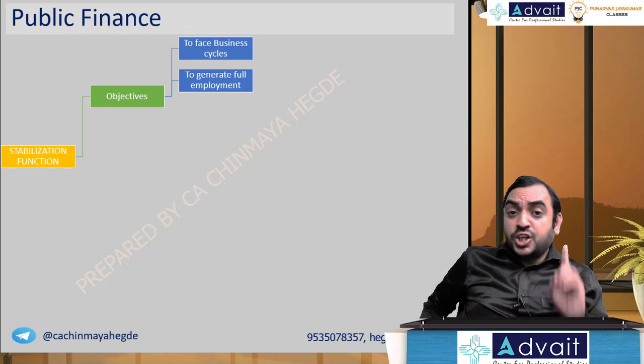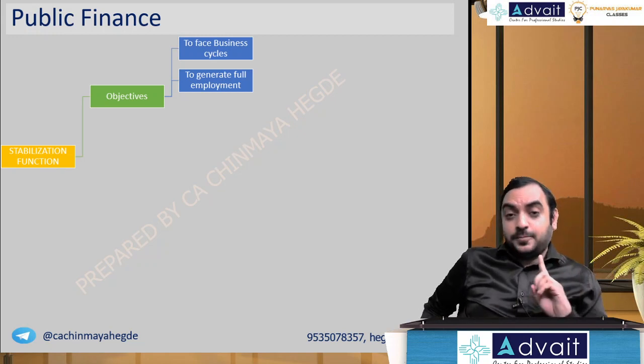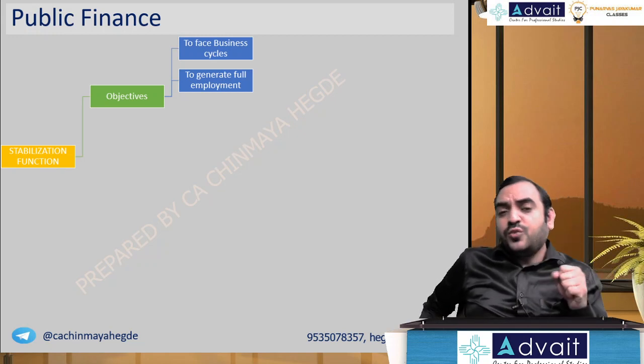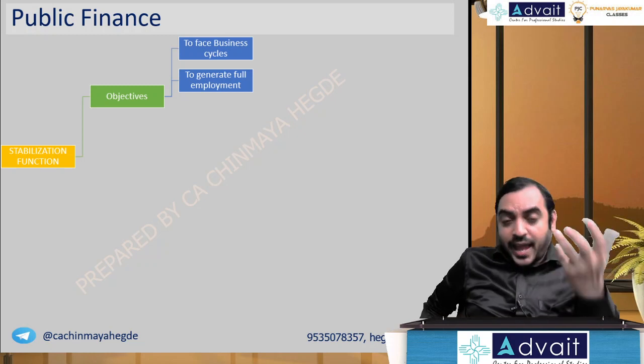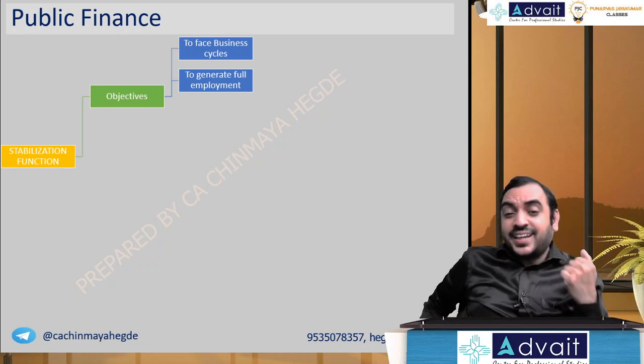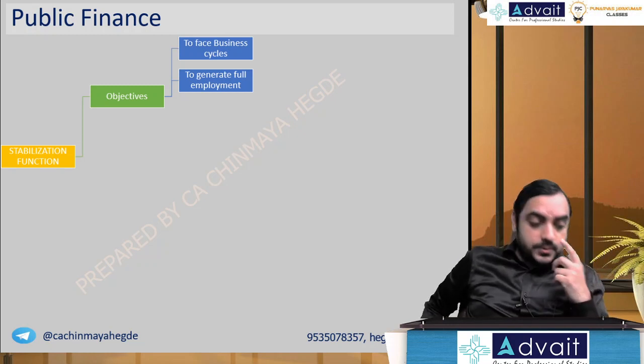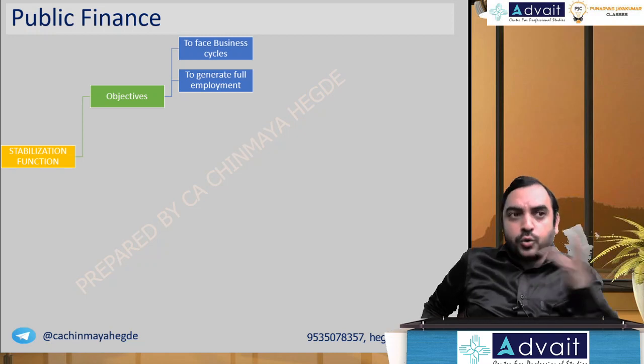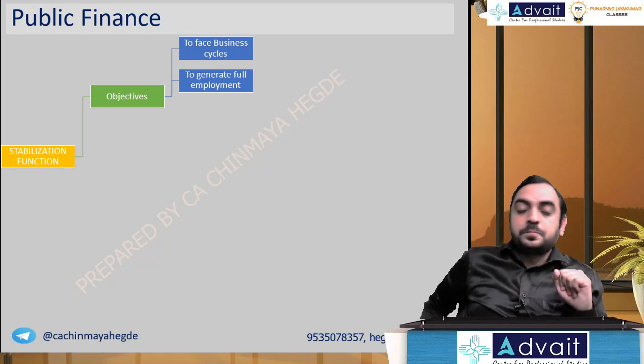The objective of the government is not to give you money. Just giving the money will not help. In fact, it happened in one of the countries, in Slovenia and Zimbabwe, African countries.